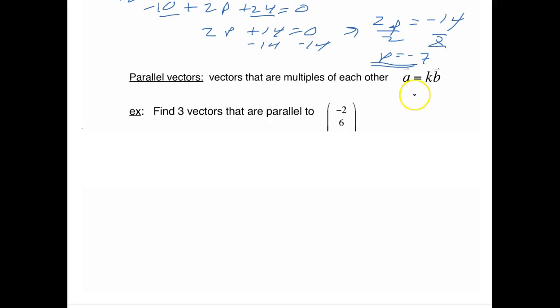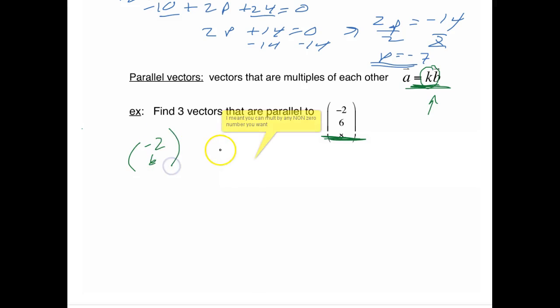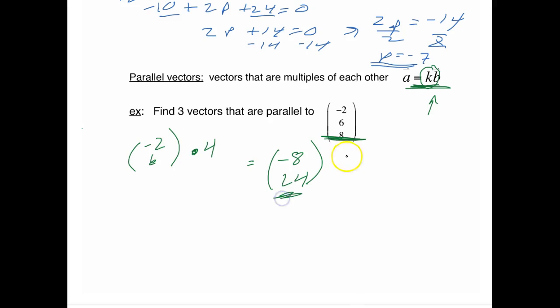Parallel vectors are very straightforward. Parallel vectors are just multiples of each other. That's what that means. So if you multiply any vector by a constant, then they're parallel. That's it. So right here, I have the vector -2, 6, and let's find 3 vectors that are parallel. All you do is take the vector -2, 6, and multiply by any number you want. So let's say multiply by 4. You're going to get -8, 24. Now these two are parallel.